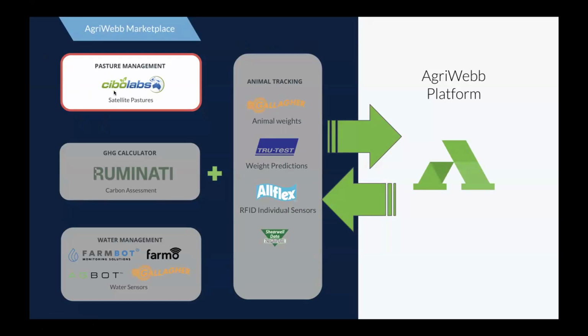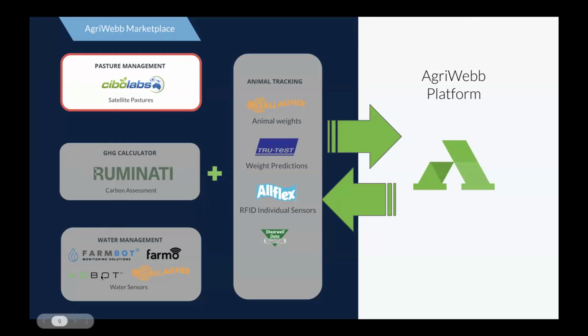But we also have a number of other areas in our marketplace if you haven't seen them. So we integrate with individual animal management hardware: Gallagher, TrueTest, AllFlex, Shearwell. We're recently looking into some more sustainability integrations with Ruminati for carbon assessments, and then water management as a really key and important one. So FarmBot, Farmo, AgBot, water sensors, trough monitors. And we've just this week launched with Gallagher water monitoring as well. So you may not have seen that, but that's just gone out this week.